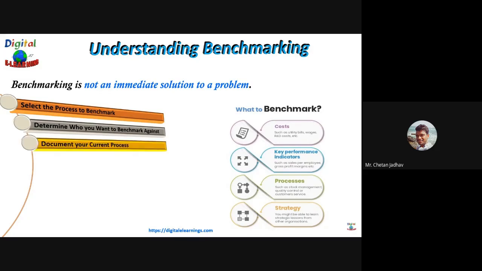Next is to determine your current process. This will help you specify which areas need improvement. It will also make it easier to examine and compare them against the competitors or the internal past processes as required. The next step is to collect and analyze the data.